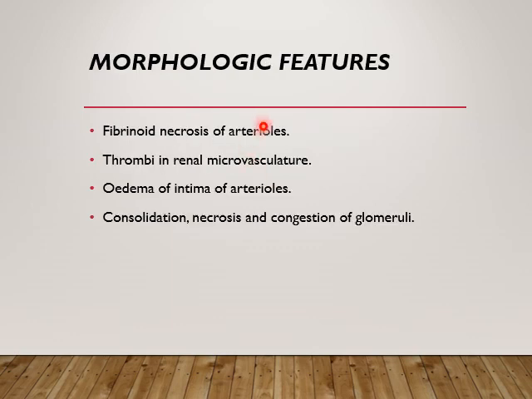Morphologically, it's the same thing. As a result of thrombus formation, there would be damage to the endothelium. So we can see the thrombus in the microvasculature. As a result of the thrombus, there is ischemia, and there will be fibrinoid necrosis of the arterioles. That is clear cut, same as in malignant hypertensive changes. And even some arterioles show an edematous appearance as a result of activation of the inflammatory mediators. And we can also see consolidation and congestion of the glomerulus.